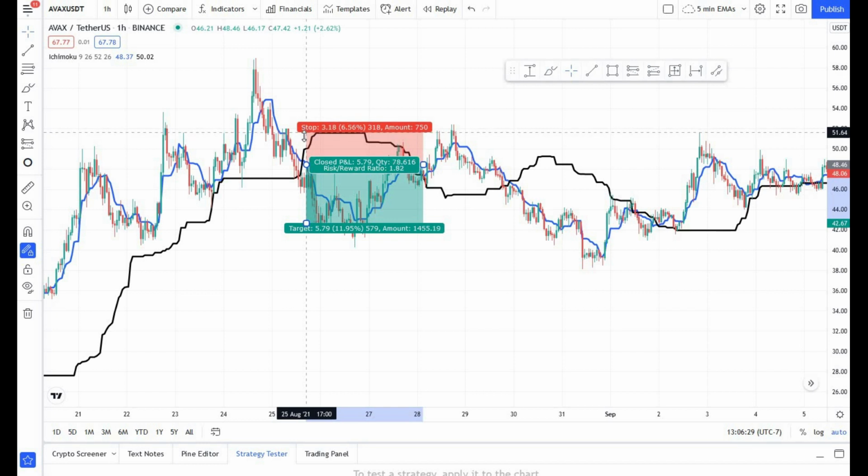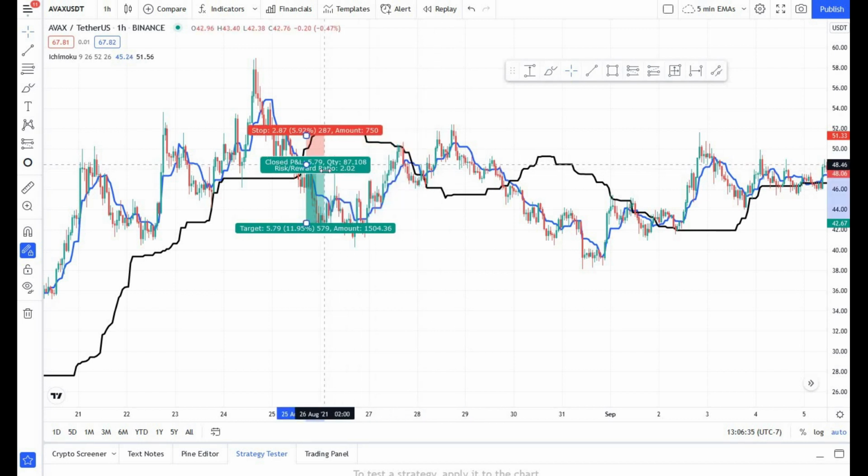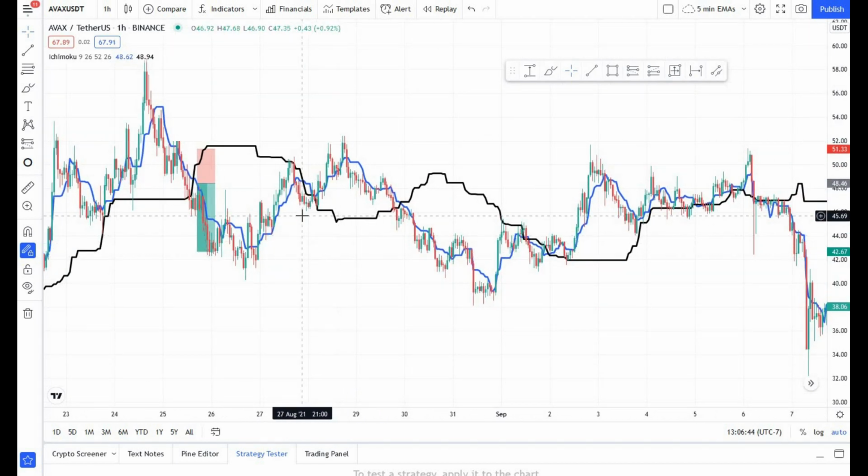And the 2 is going to be here. It's the same point, so it makes no difference. I'm going to put it here, and you can see that after a couple of candles, my target got hit. Another one here.